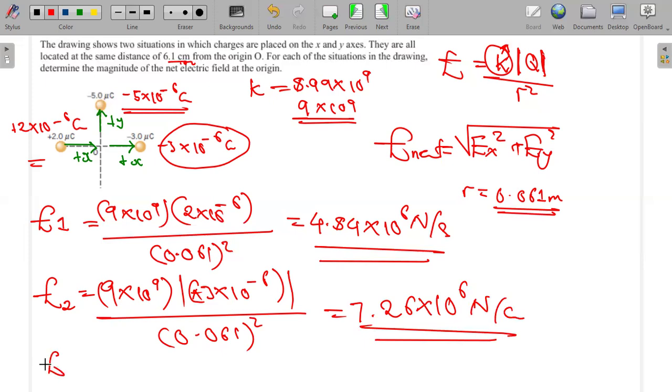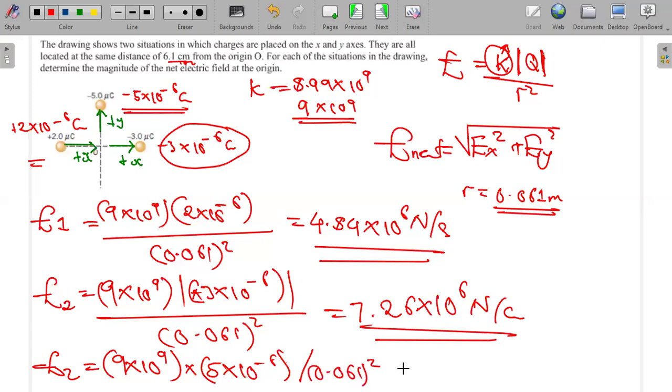That is my E2. Let's go to our E3, which is from the 5. This one is on the y-axis, so we do the same. 9 times 10 to the power 9 multiplied by the absolute value of -5, which will just give us 5 times 10 to the power minus 6 coulombs, divided by 0.061 squared. If I plug this into my calculator, I'm getting 1.21 times 10 to the power 7, sorry, newtons per coulomb. That is my E3. So these are the fields due to each point charge.